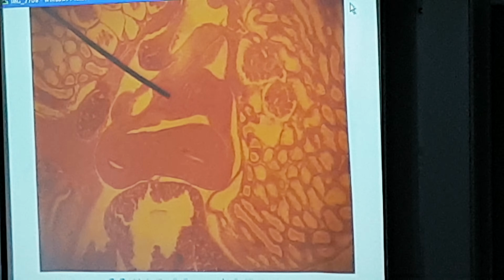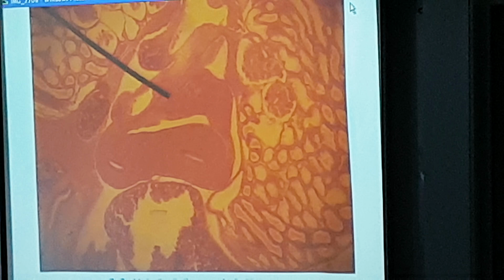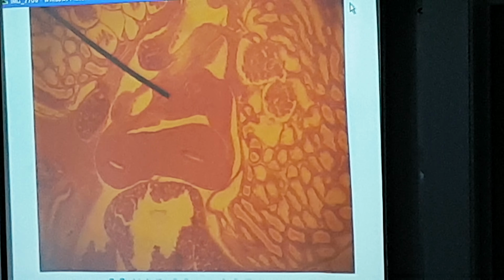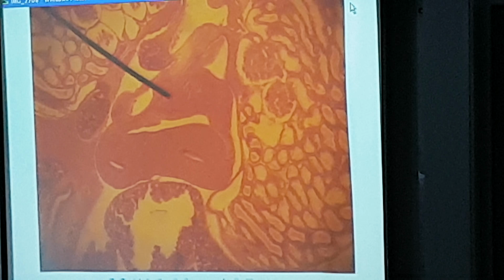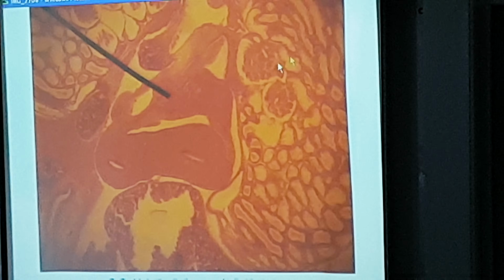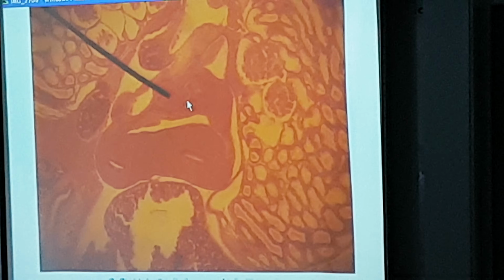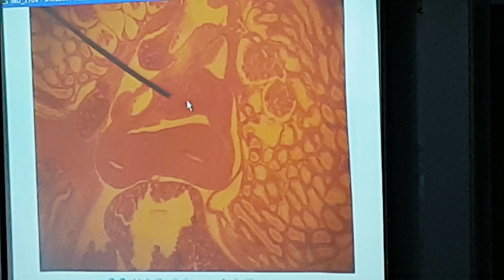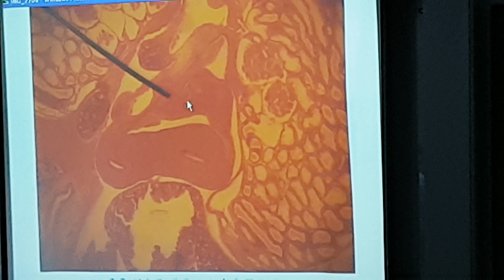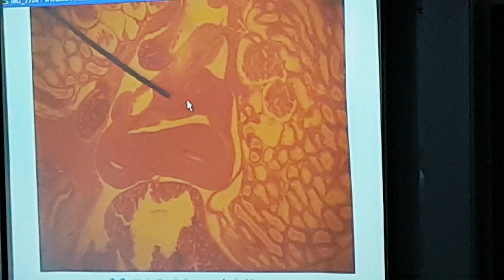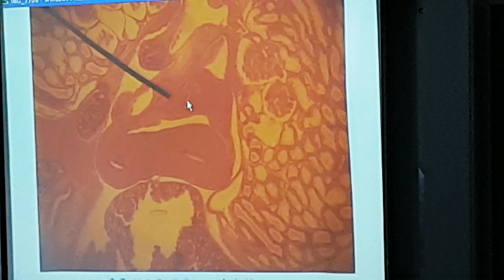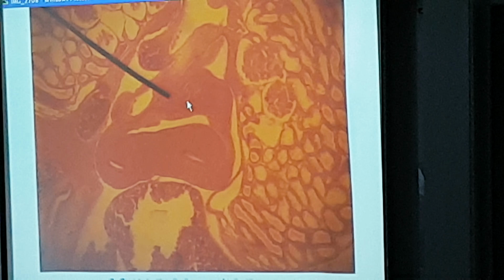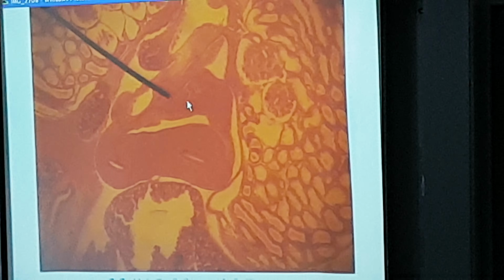Okay, so this one, wala akong pointer. That's the dorsal pancreas. Majority will come from the dorsal pancreas, like the body, the tail, and part of the head, no? Part of the head and the uncinate process will come from the ventral pancreas.